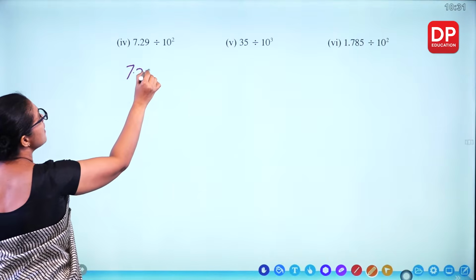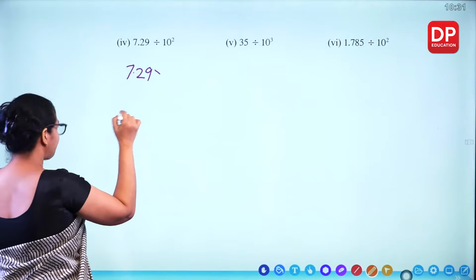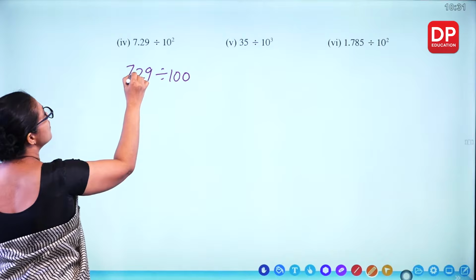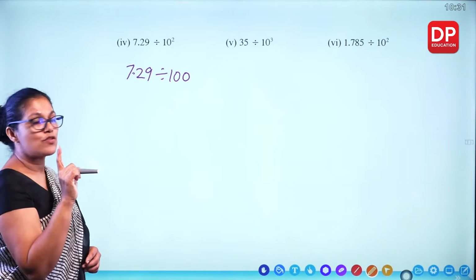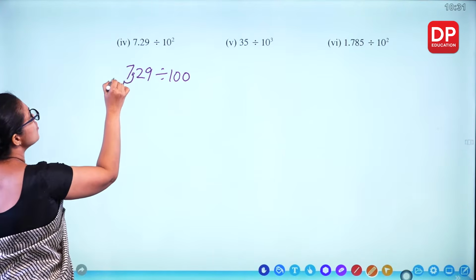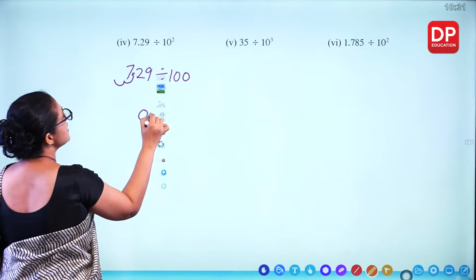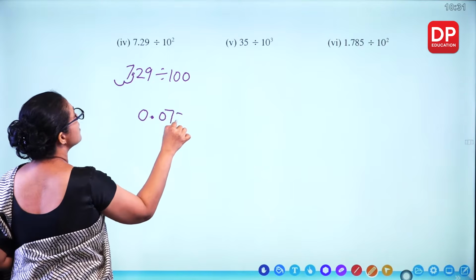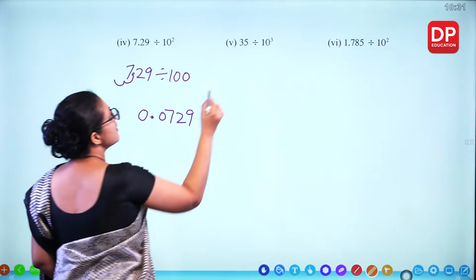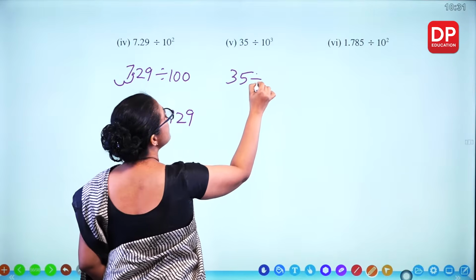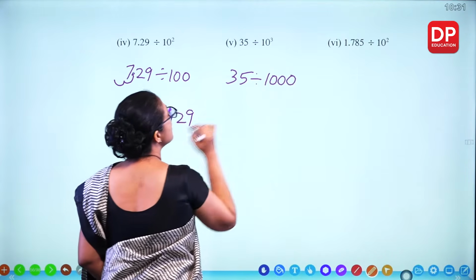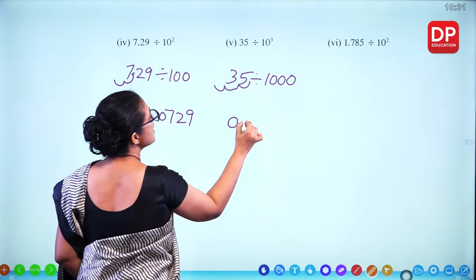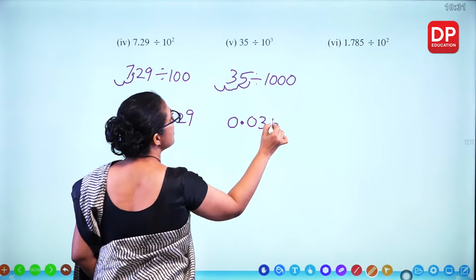7.29. 10 squared means divide by 100. Divide by 100. That means move the decimal point 2 places to the left. 1, 2. So the answer is 0.0729. 35 divide by 10 to the power 3 means 1000. Move the decimal point 3 places to the left. 0.035.